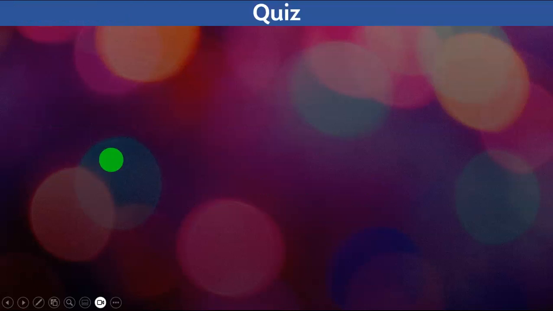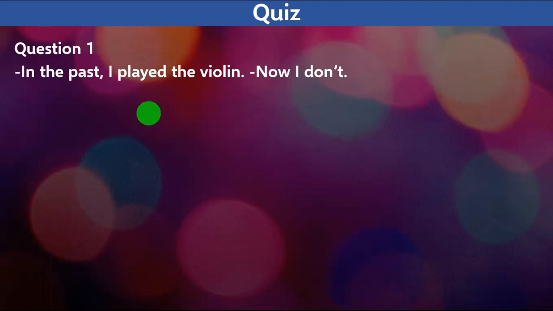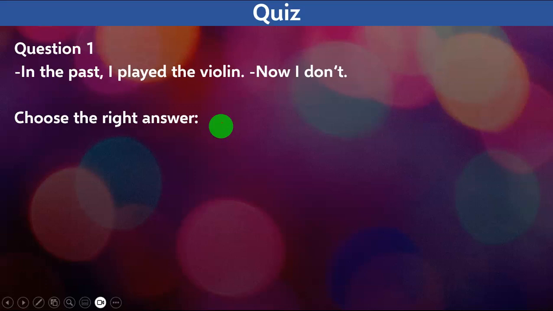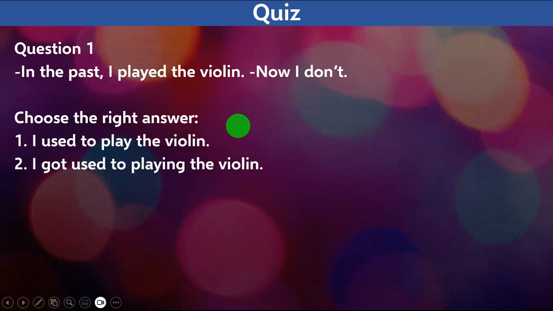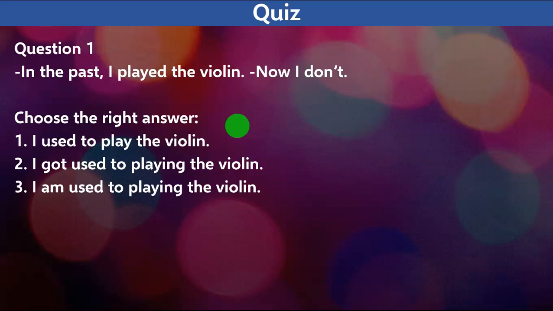So friends, now we'll have a quiz on all three. I'm going to give you 5 questions and I'm going to give you 5 seconds to think of the answer, and then I'll reveal the answer to you. All right, let's take question number 1. Question 1. In the past, I played the violin. Now I don't. Choose the right answer from these 3 choices. I used to play the violin. I got used to playing the violin. I am used to playing the violin. Right? Your 5 seconds on this question start now.